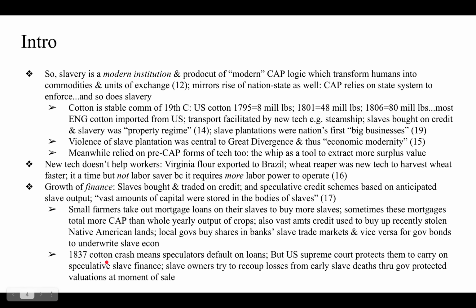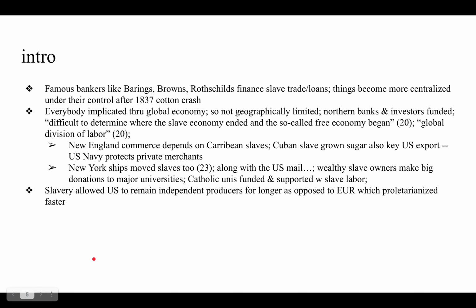In 1837, there was a cotton crash, and many speculators and others defaulted on their loans, but the U.S. Supreme Court protected them to carry on speculative slave finance, and slave owners tried to recoup their losses from early slave deaths through government-protected valuations at the moment of sale. So involvement here between the state, again, protecting the institution of slavery. We'll talk more about this cotton crash later.